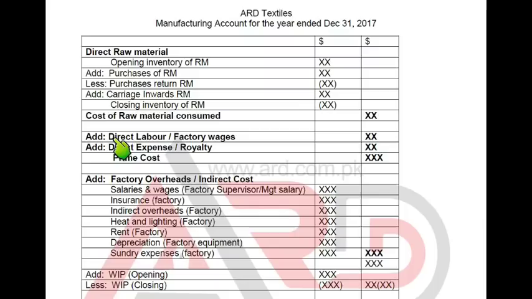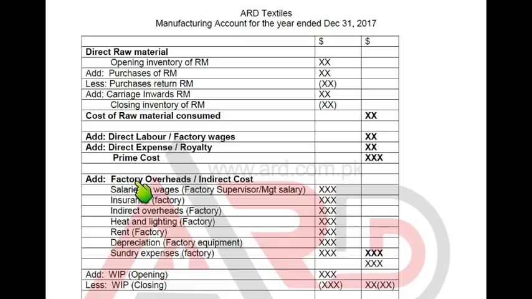Now after raw material we will be writing labor. In the exam it will be written with the name of direct labor or factory wages. Another name for factory wages will be production wages or manufacturing wages. After direct raw material we'll be writing direct labor. Thirdly we have direct expense or royalty. If we add up all the direct costs, it will be prime cost.